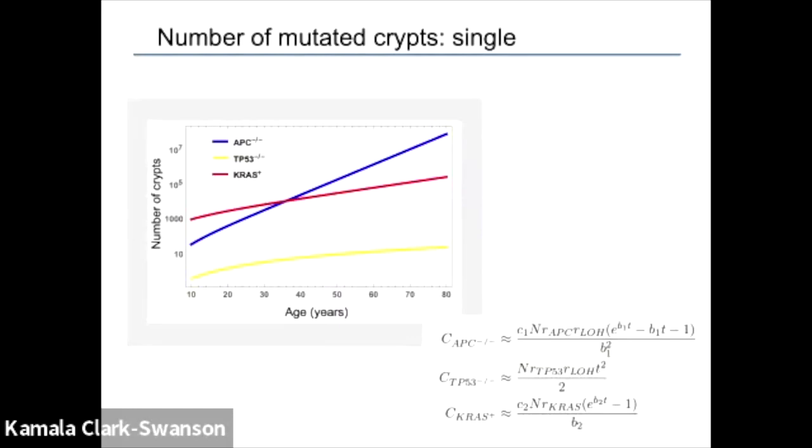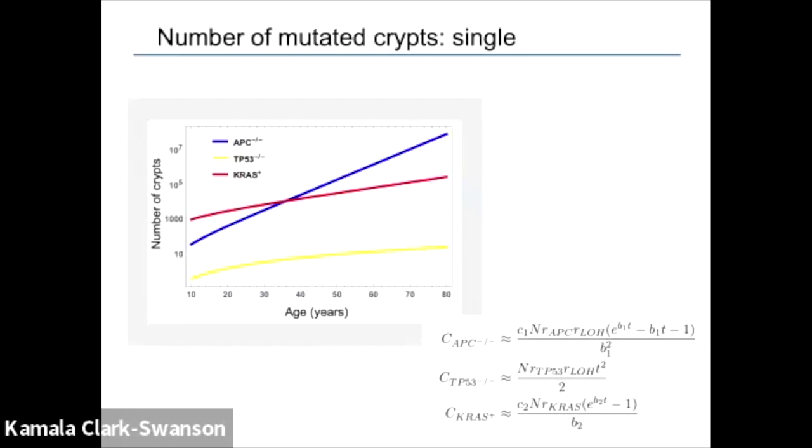We were also able to provide relatively simple estimates for the numbers of mutated crypts. And these are actually exact expectations. So this is the numbers of crypts that have a single driver mutation. And you can see that in the beginning, KRAS mutated crypts dominate. And this is because KRAS mutations only need a single hit.